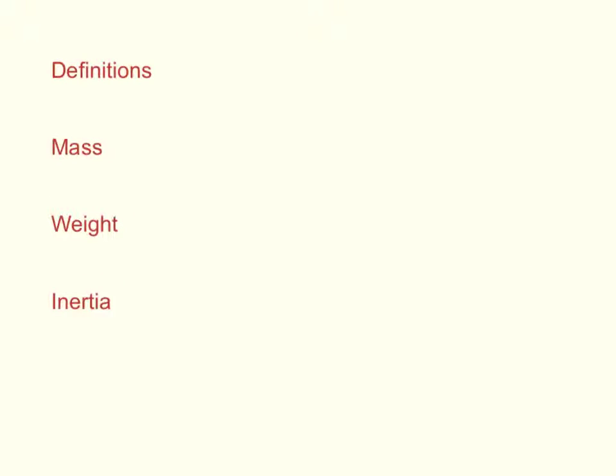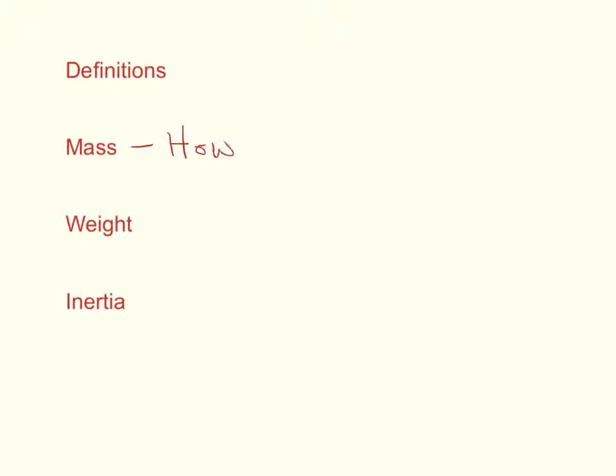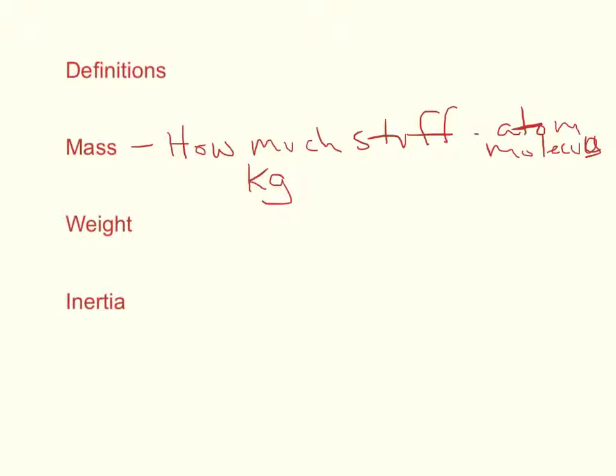First of all, definitions. In order to understand this very first law, the law of inertia, it's important that we take a look at some important definitions. First of all, let's take a look at the definition of mass. Mass is simply a measure of how much stuff is in an object. So we can be thinking about this in terms of atoms or molecules or just even matter. To measure mass, we use the unit kilograms.